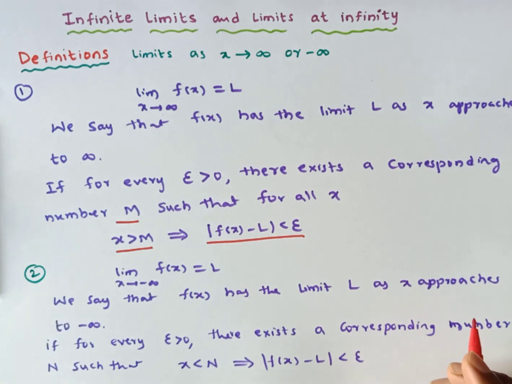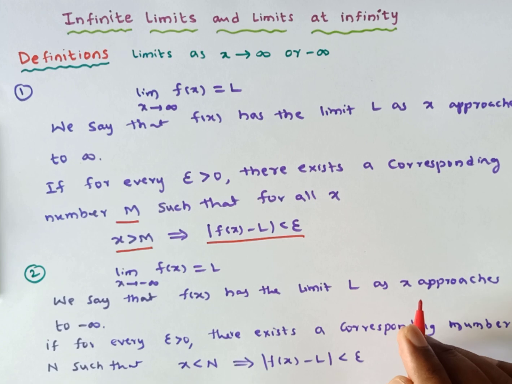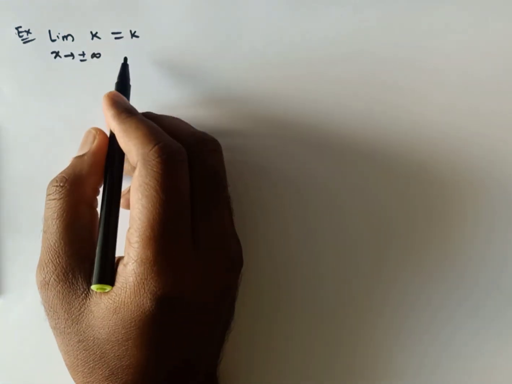So let us consider the best example, the constant function. As we know, f of x equals k. See here, as x approaches any number a, then f of x is always that constant only, right? Whereas in infinite limits, what will happen? Here x is anything, then the constant is always constant. So therefore limit as x tends to infinity or minus infinity, k is always k only.